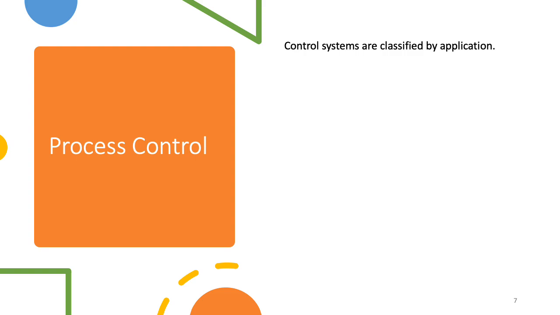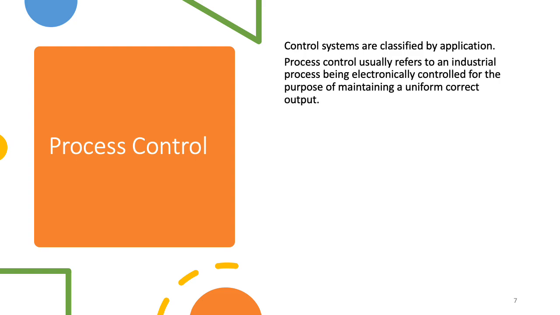Control systems are classified by application. Process control usually refers to an industrial process being electronically controlled for the purpose of maintaining a uniform correct output. Motion control refers to a system wherein things move.